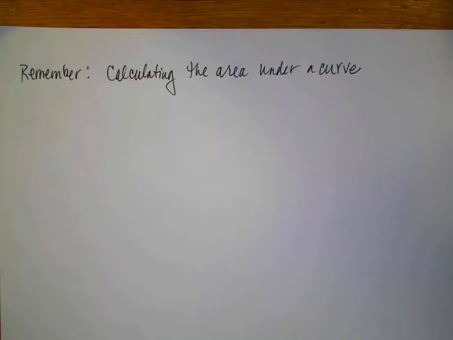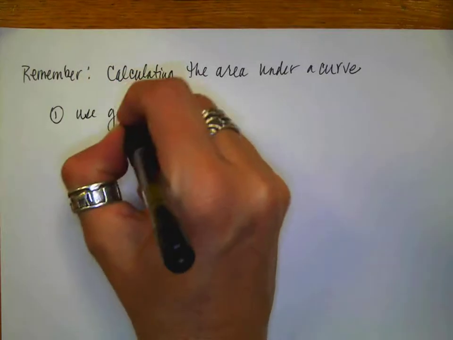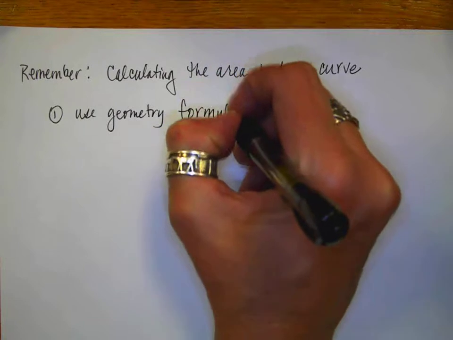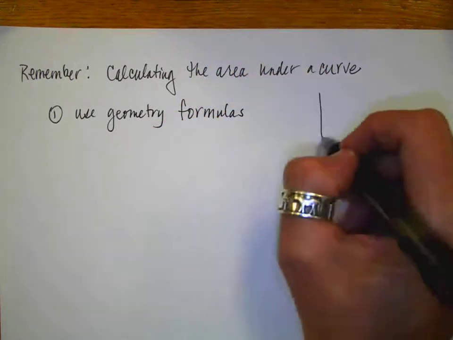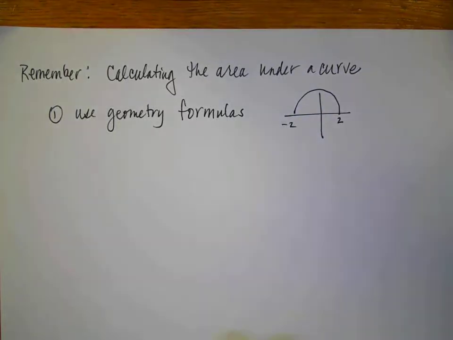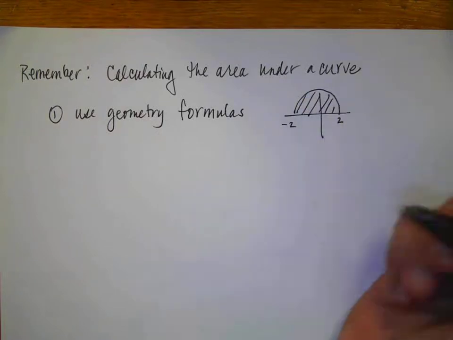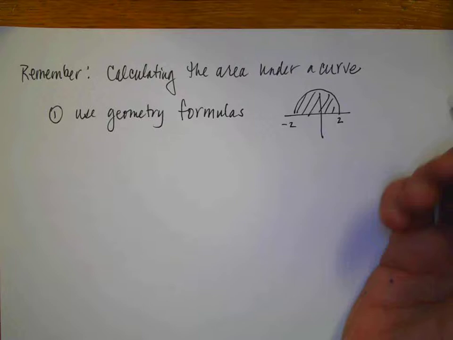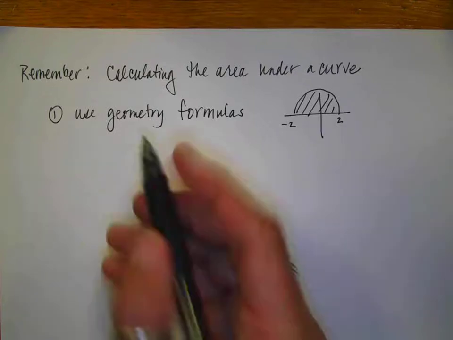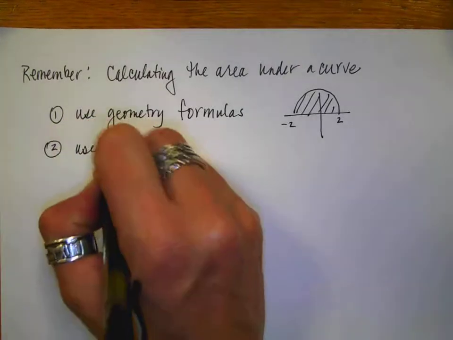So there are quite a few different ways that you can actually calculate the area under a curve. One is you could use your geometry formulas, and it can look a lot of different ways, right? I could have something that looks like this, and this is a -2, and this is a +2, and I could calculate the area under the curve by calculating half of the area of a circle. And we know how to use our geometry formulas, and that would give me a nice approximation of my area.